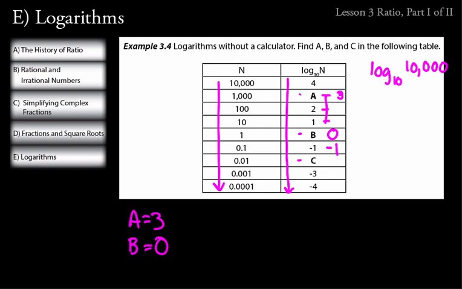Log base 10 of 1 is equal to 0, right? Because that means 10 to the exponent of 0. 10 to the 0 is 1, right? Anything raised to the power of 0 is 1. So that makes sense. And so we just keep going here. Minus 1, minus 2, minus 3, minus 4. So C is minus 2.